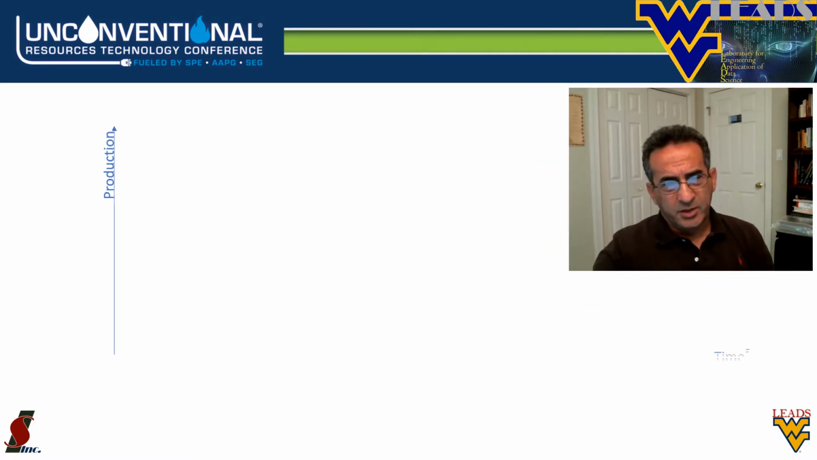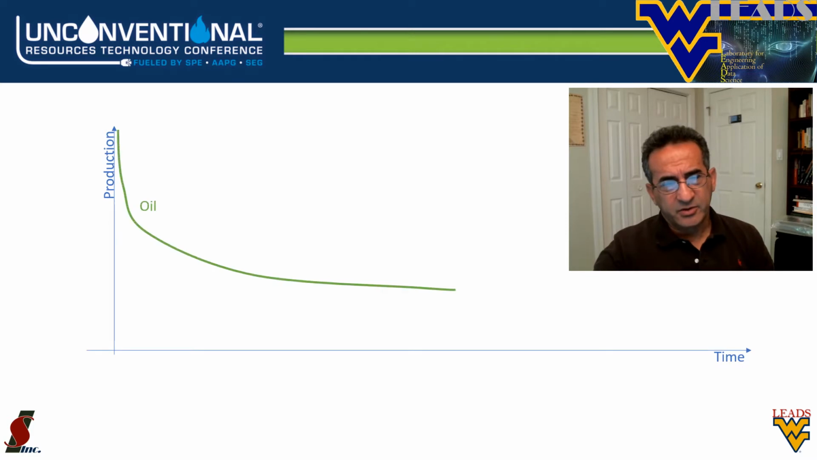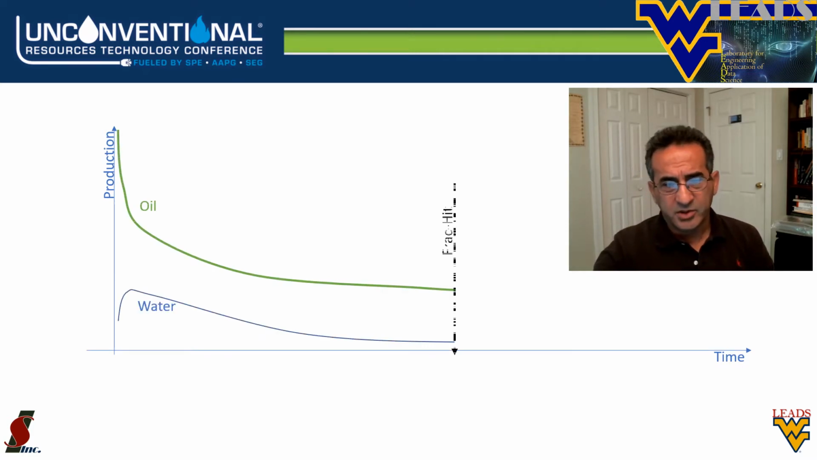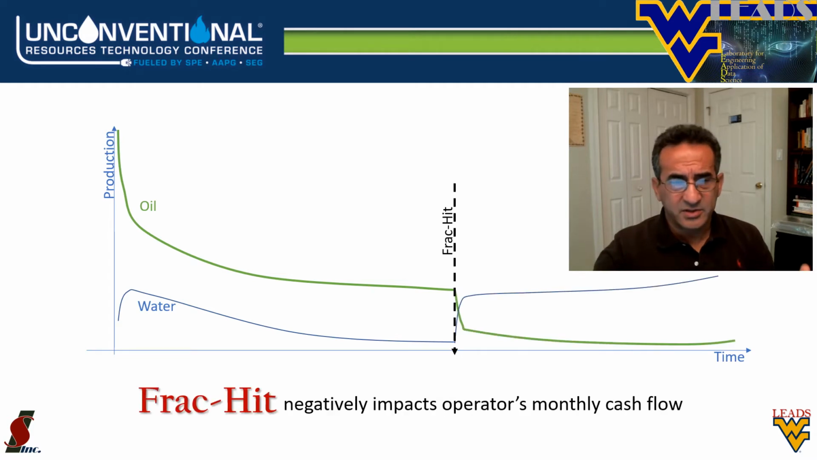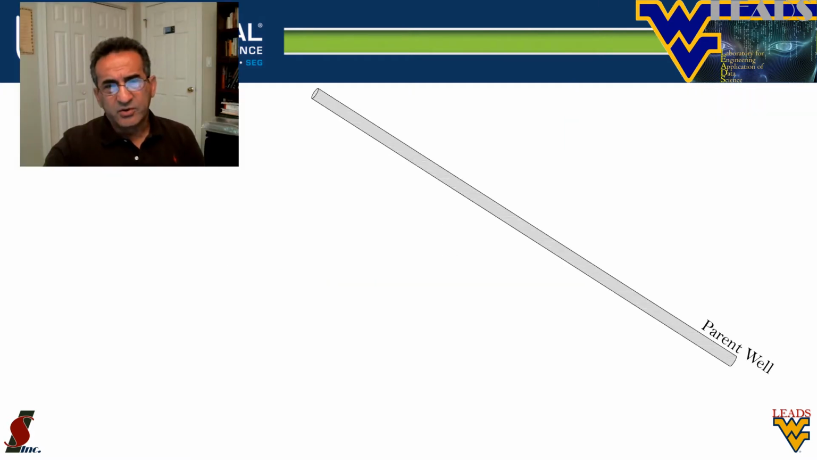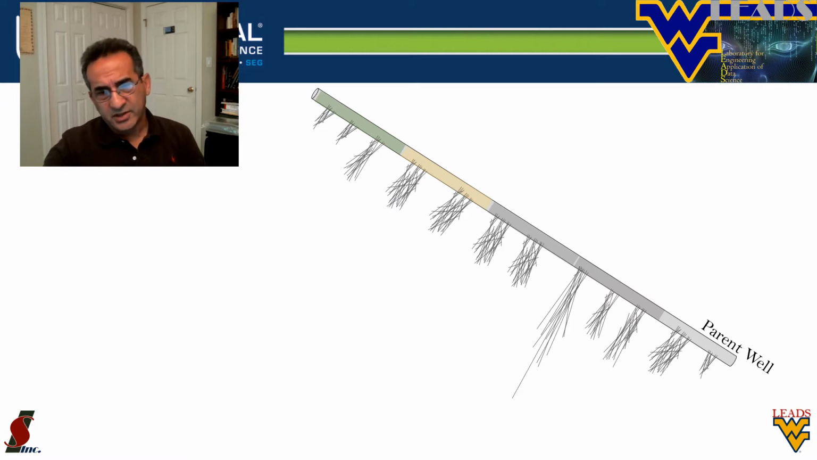So if you plot production versus time, you can see that you get oil or hydrocarbon production and you have water production, and then when the frac hit happens, the oil and hydrocarbon production goes down and the water production goes up. It has to do with when you have the parent well and it has multiple stages of hydraulic fracturing in multiple clusters that you frac it.